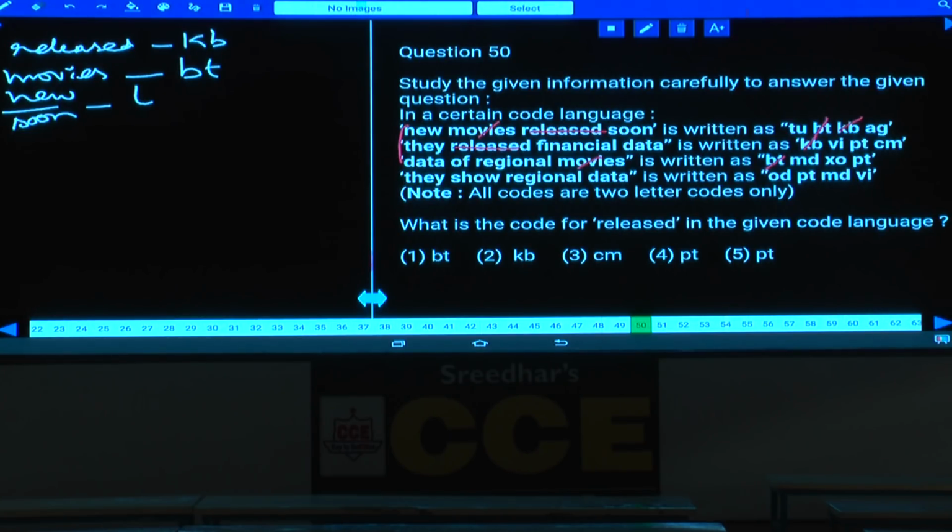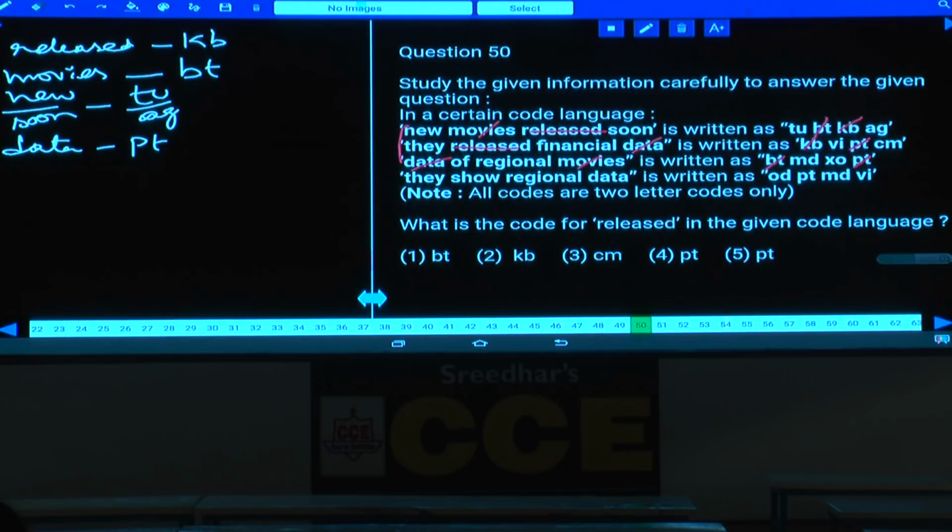Then, compare the second and the third. If you compare the second and the third, they financial data, and data is the only word which is common between these two. As data is common, what is the code common between these two? VI, PT, and PT is the code which is common, and the code to the word data is PT.